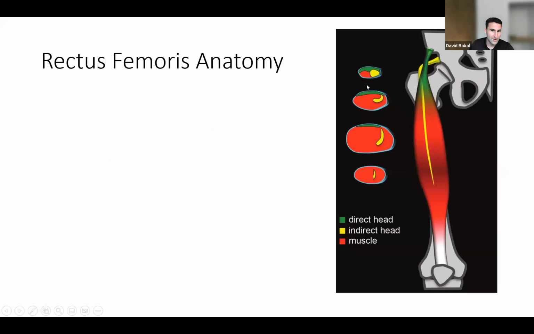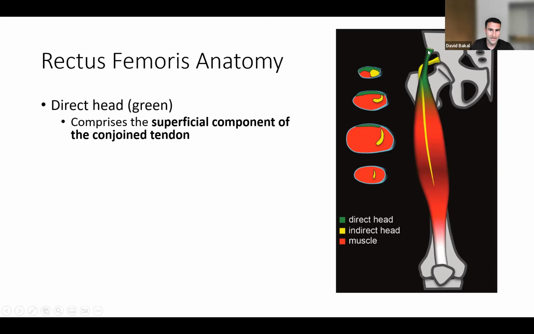And when we look at that with axial slices, I found this diagram to be really helpful, so I'll walk you through it. The direct head here is this green originating on the AIIS. We said it's the superficial component of that conjoined tendon. So when we're looking at an axial slice of it, it's just that green, the top superficial component of it. And then we said it blends anteriorly with the muscle's fascia, and you can see that as we start moving more distal.